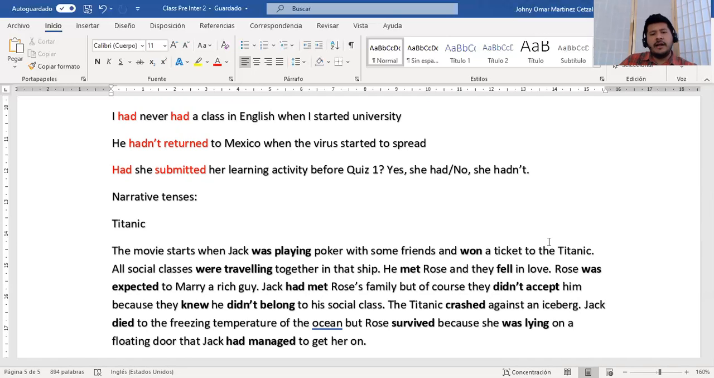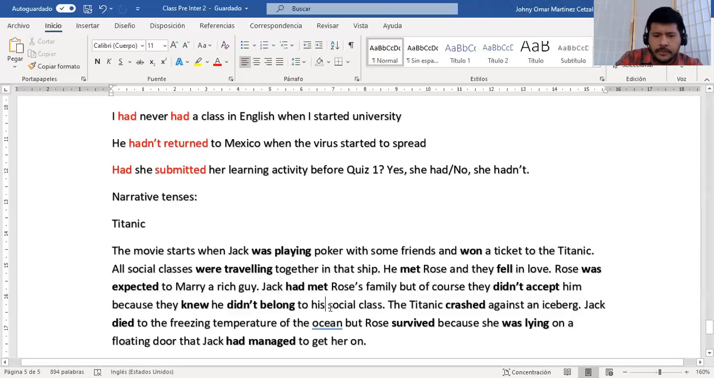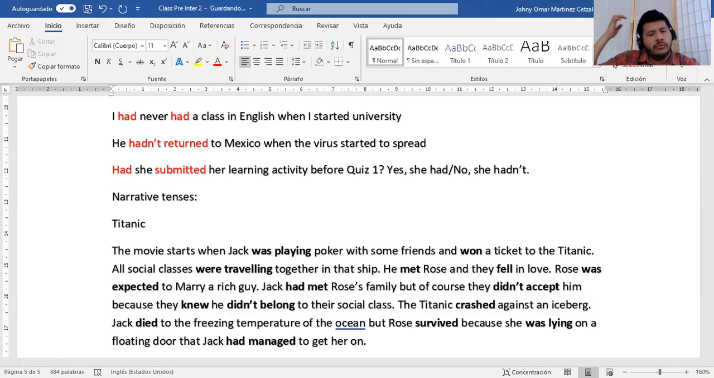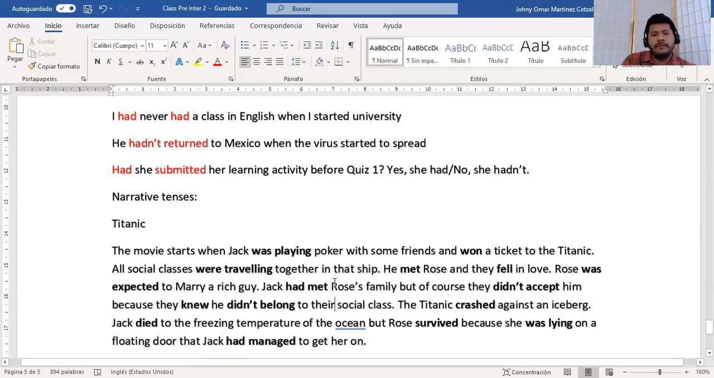The movie starts when Jack was playing poker with some friends and won a ticket to the Titanic. Okay, so this cruise, this ship. All social classes were traveling together in that ship. He met Rose and they fell in love. Rose was expected to marry a rich guy. Jack had met Rose's family, but of course, they didn't accept him because they knew he didn't belong to her social class. Okay, here is a mistake, or to their families, or to Rose's, to her social class. Here we have the first past perfect. As I told you, it has to be used in very specific occasions.